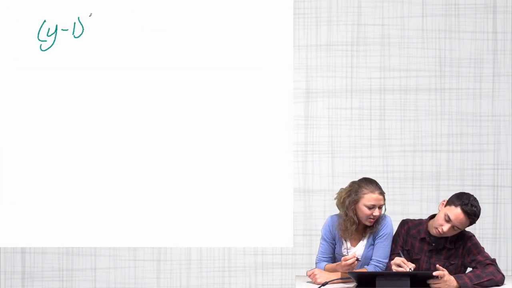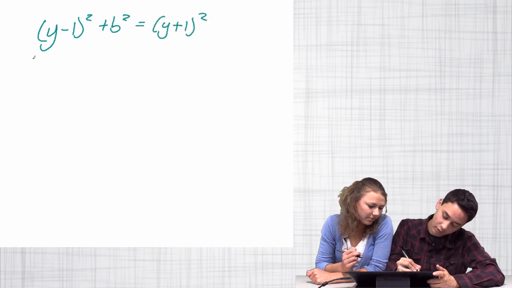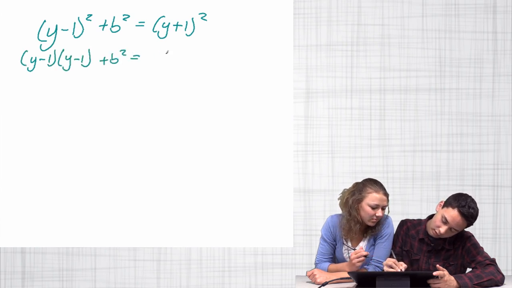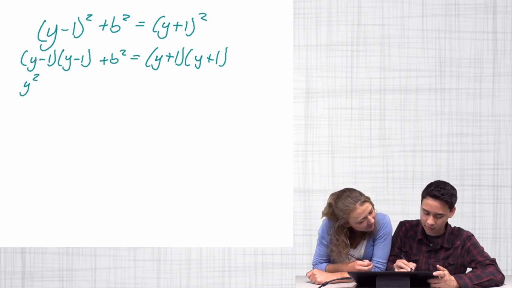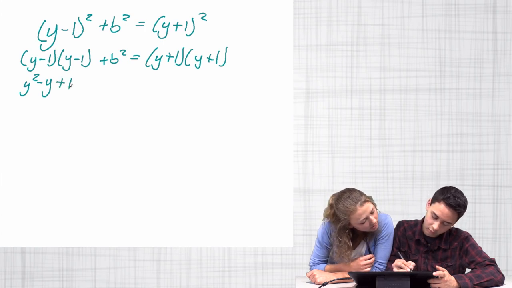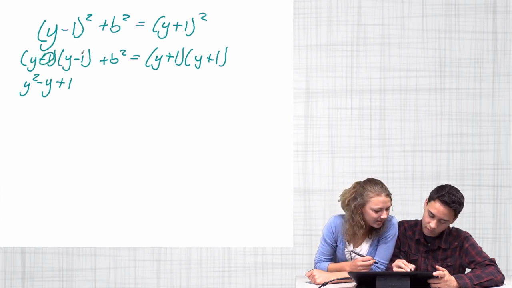So we have y minus 1 squared plus b squared equals y plus 1 squared. Okay. So that one was right. It's y minus 1 times y minus 1 plus b squared equals y plus 1 times y plus 1. Then we'll get y squared because we're multiplying our y's together. And then we'll have minus y, negative y, minus y. And then we'll have that times that, so plus 1. I forgot the other one. What do you mean, the other one? I'm multiplying this negative 1 and this negative 1.